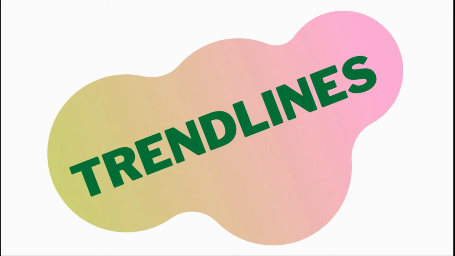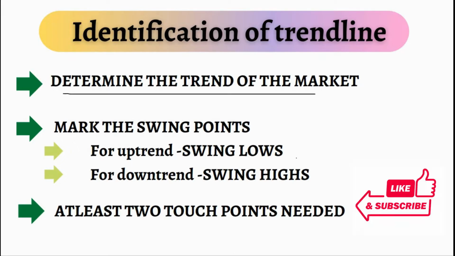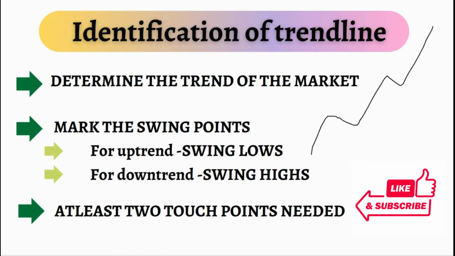So first of all, we will see the identification of a trend line. For the identification of a trend line, first of all we have to determine the trend of the market, whether the market is going up or it is going down. If the prices are going towards the upside, it is an uptrend. In that case we will connect the swing lows and extend this line towards the upside. This will be our trend line.